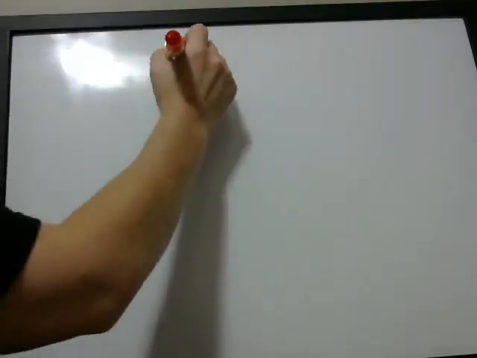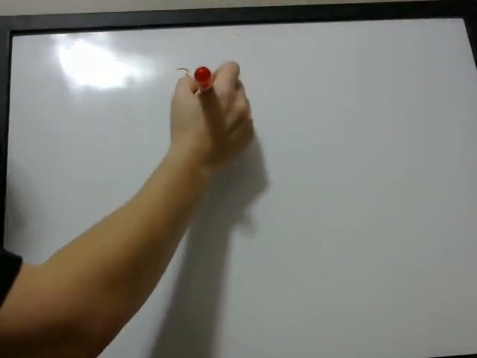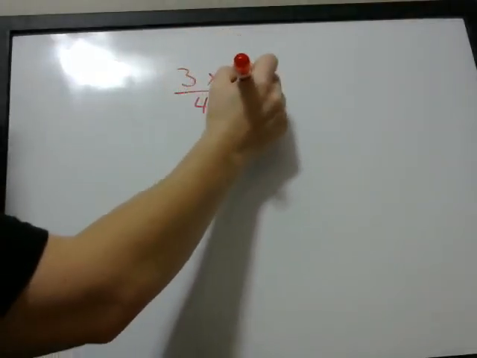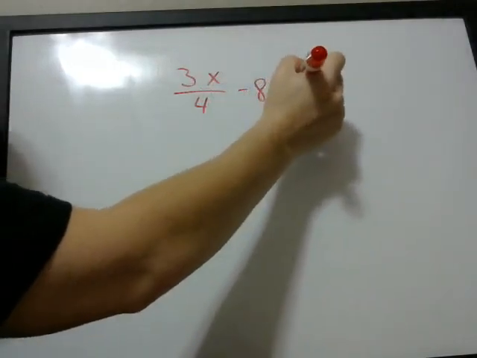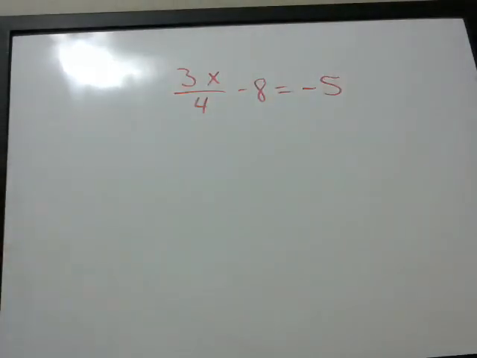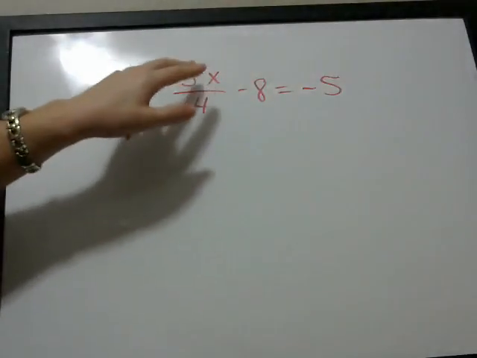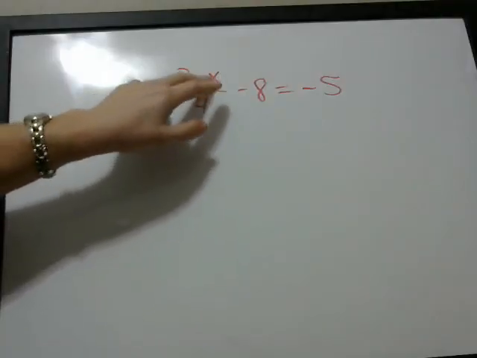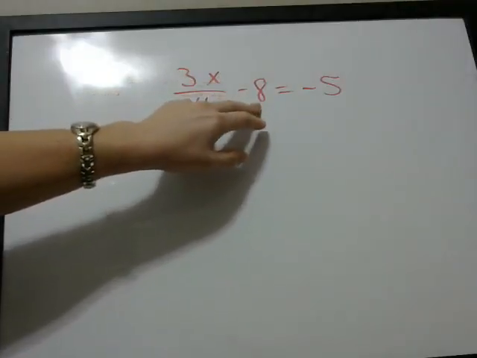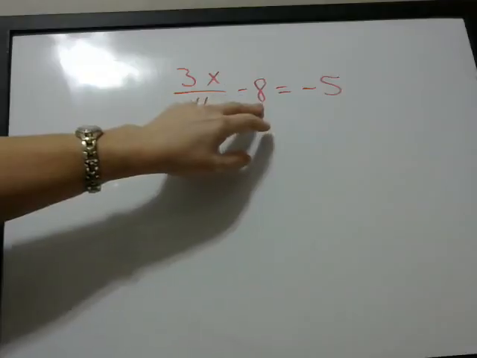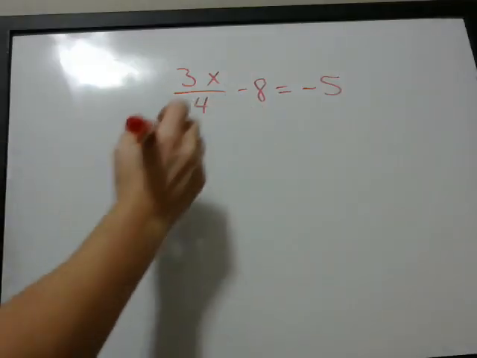We'll do one more. We have 3x divided by 4 minus 8 equals negative 5. So again, these are what I call touching x, the 3 and the 4. So you want to get rid of this one first. So this is minus 8. How do we get rid of minus 8? You do the opposite. You add 8.